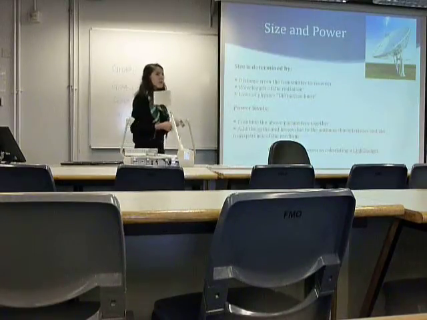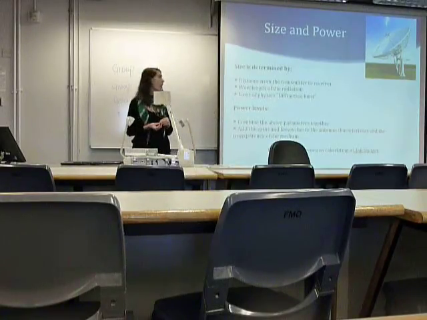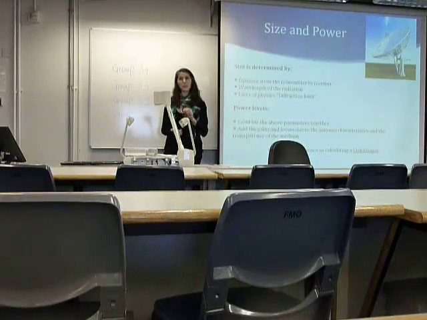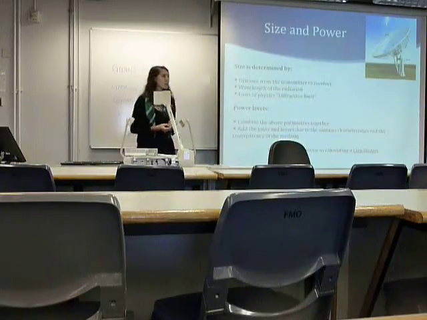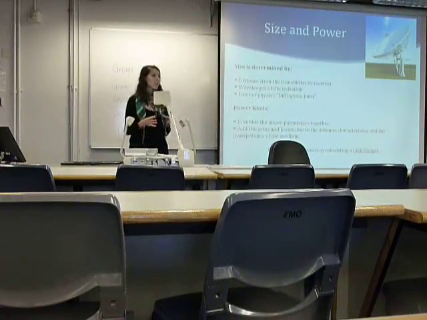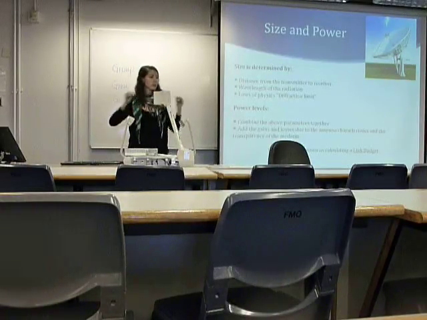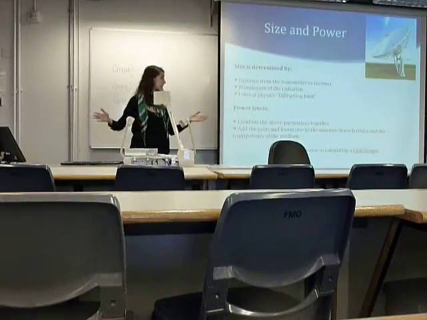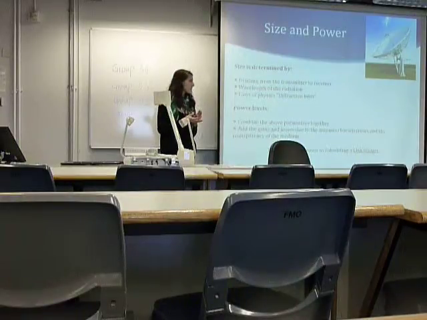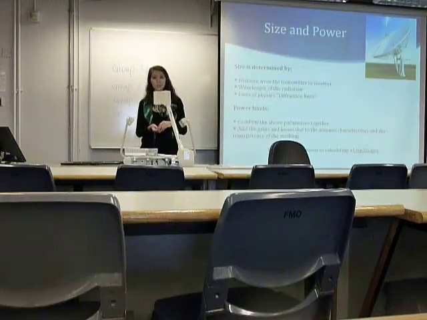Now, the size of the components is determined by the distance from the transmitter to the receiver, also the wavelength of the radiation and the laws of physics, especially the diffraction limit. This diffraction limit says that any beam will spread out and become weaker if it is transferred over bigger distances. So the larger the transmitting antenna, the tighter the beam, and the less it will spread out as a function of distance.